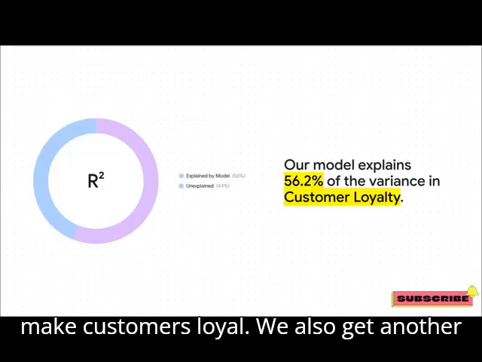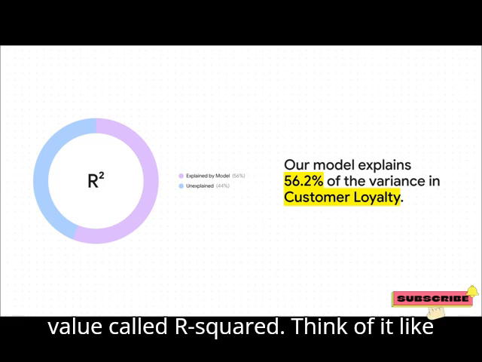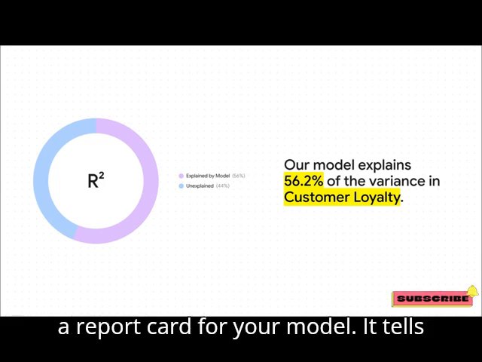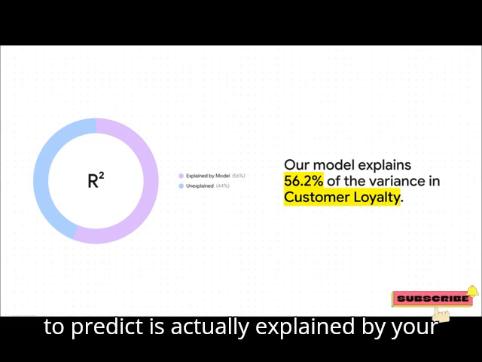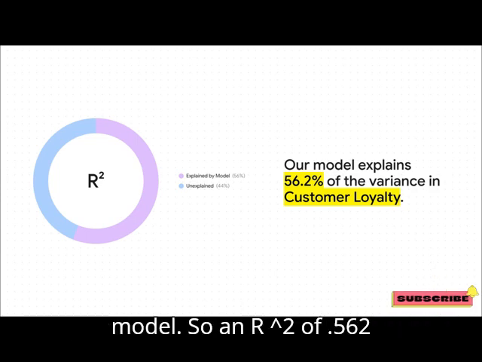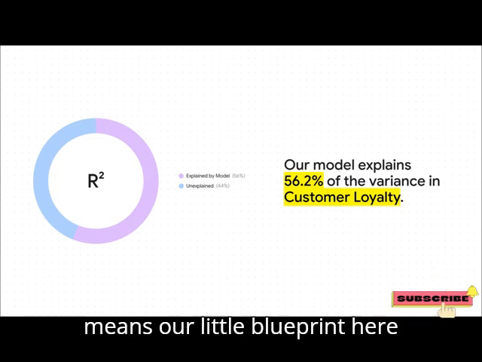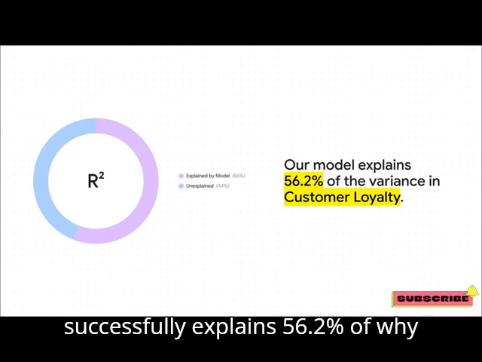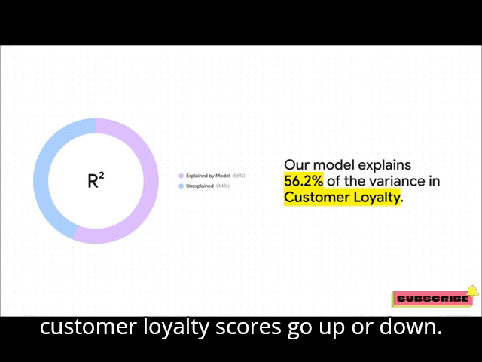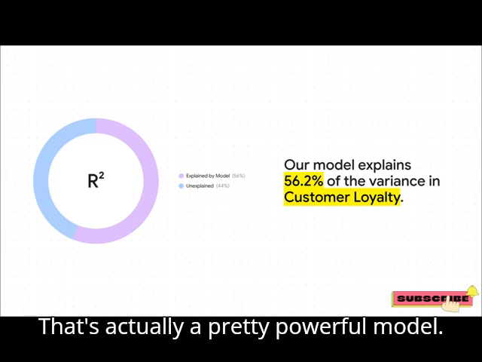We also get another value called R². Think of it like a report card for your model. It tells you how much of the thing you're trying to predict is actually explained by your model. So an R² of 0.562 means our little blueprint here successfully explains 56.2% of why customer loyalty scores go up or down. That's actually a pretty powerful model.